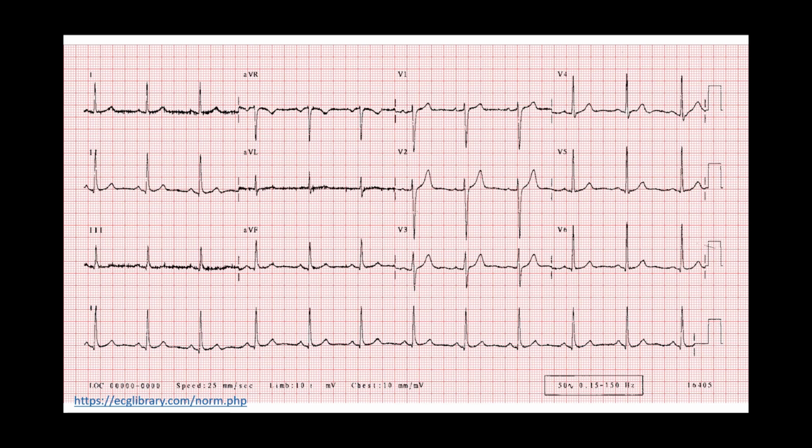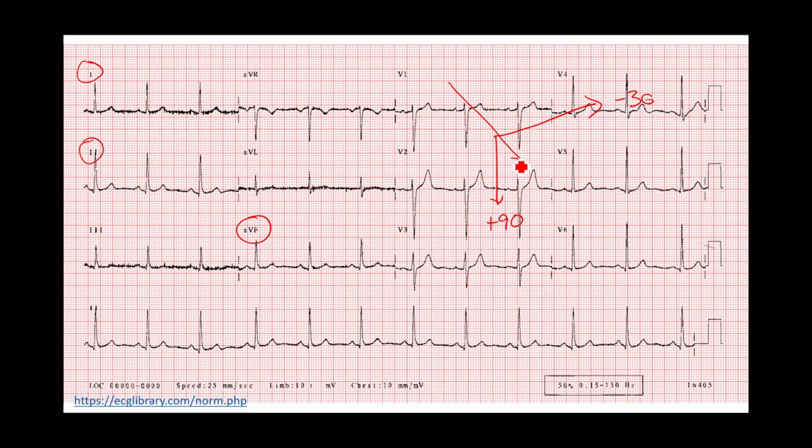If you remember, there are 3 leads we want to look at to determine the axis. It's going to be lead 1, lead 2, and then lead AVF. You will notice that the QRS complexes in all 3 of these leads on this EKG are generally positive. They're more positive than they are negative. This is consistent with a normal axis. Remember that the normal axis is between negative 30 and positive 90.